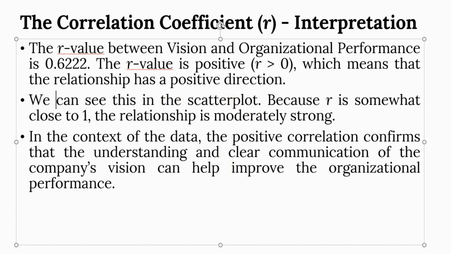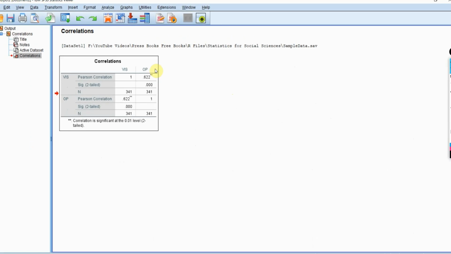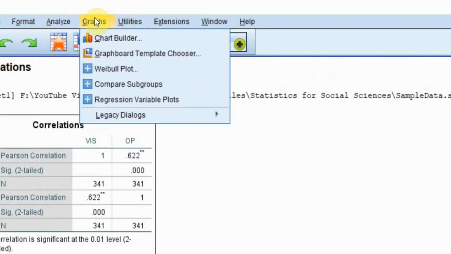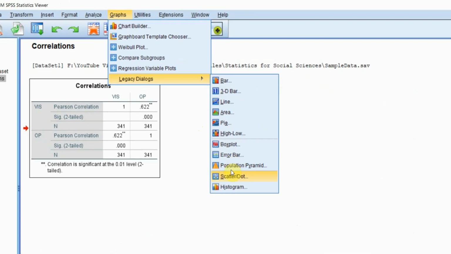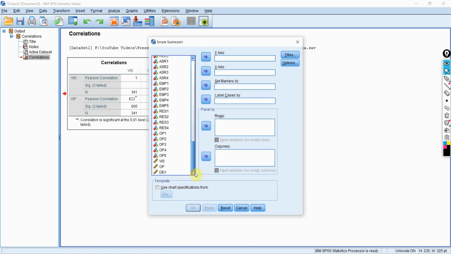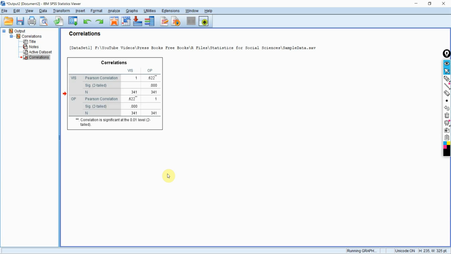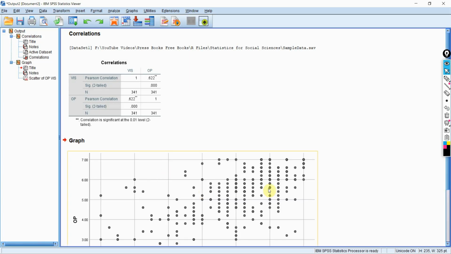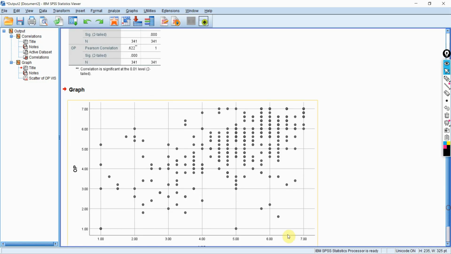So how did we do the scatter plots? Let's quickly go back and do it. Just go to Analyze, Graphs, Legacy Dialogs, Scatter plot. Let's do a simple one. Now let's add vision to the x-axis, OP to the y-axis and press OK. And here you see the direction of the dots, the increase in vision, and then there is an increase in OP as well. You see the tendency is right here.